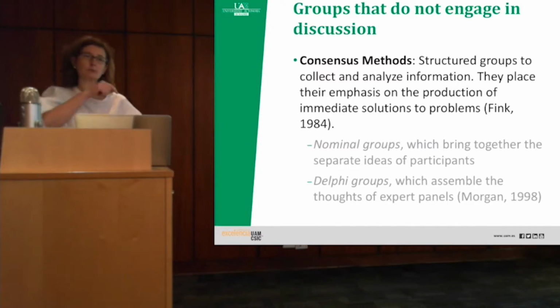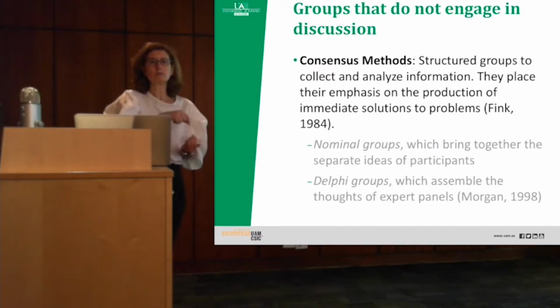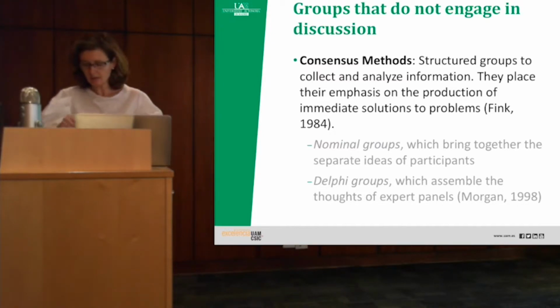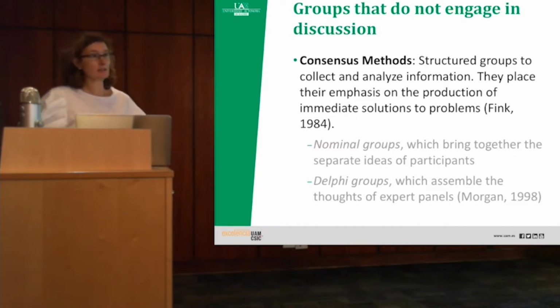So Barbour puts the stress on interaction, Krueger and Morgan put the stress on discussion, and they say other types of groups bring people together to collect data through something other than discussions. Among the social science methods for group data collection are nominal groups, which bring together the separate ideas of participants, and Delphi groups, which assemble the thoughts of expert panels. And Kitzinger and Barbour think that nominal groups are especially convened rather than naturally occurring groups, and often include ranking exercises to establish participants' priorities and concerns.